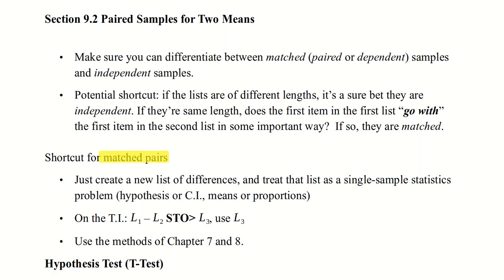And if you are talking about matched pairs, then there is a shortcut, and that's basically taking you back to chapters 7 and 8. We form the differences, and our calculator will do this for us, and then we do the single sample statistics, whether it's a hypothesis test or a confidence interval, for that list of differences. And this is easy to do on our calculator. So on a TI, we simply enter the data that we're interested in into the two lists, and then we form a third list that's nothing more than their difference. And then we go back to the methods of chapters 7 and 8.